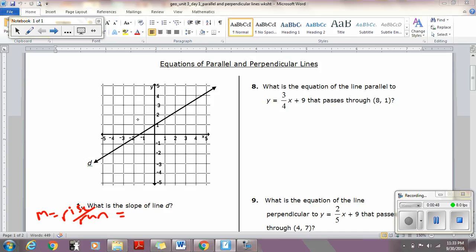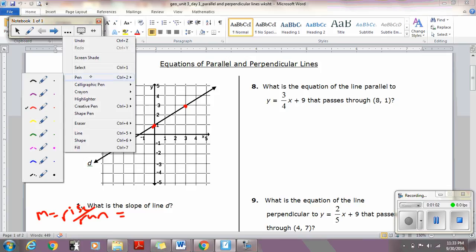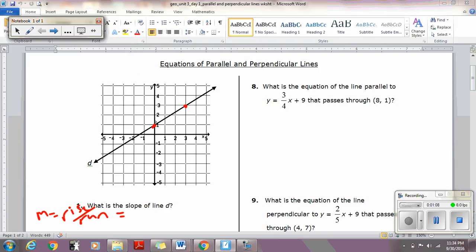So let's look at our picture and find us two good points. There's one point here at (0, 1), and there's another point here at (3, 3). So let's count from left to right our rise and our run from point to point. To get from point to point, I have to go up 2. Since I'm going upwards, that's a positive 2. And I have to go right 3. Since I'm moving right, that's a positive 3. So I rose 2 and I ran 3. So my slope is 2 over 3.